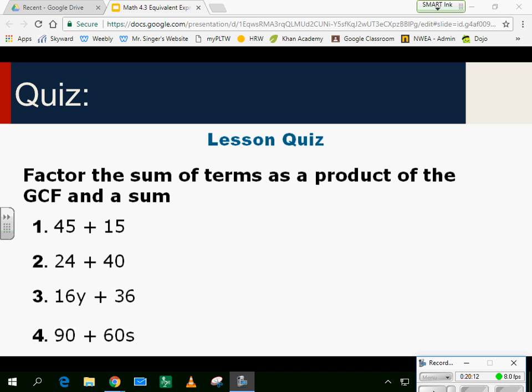All right, here is your quiz. You got 4 problems, and all I want you to do is find the greatest common factor in the sum. I'm not even going to worry about messing with finding equivalence. Good luck. Come back when you're done.